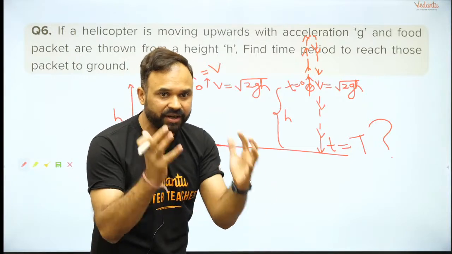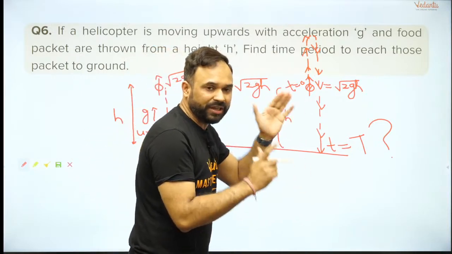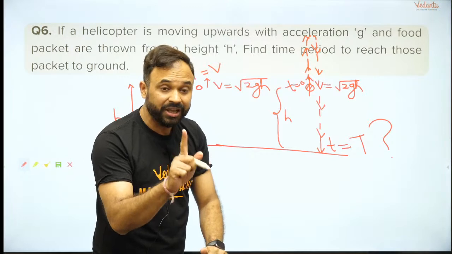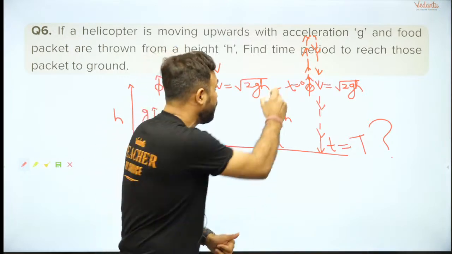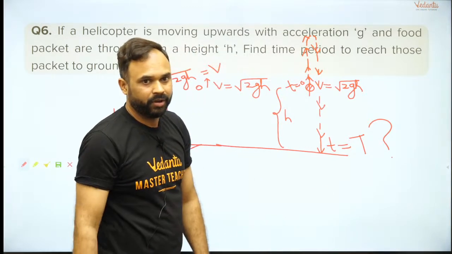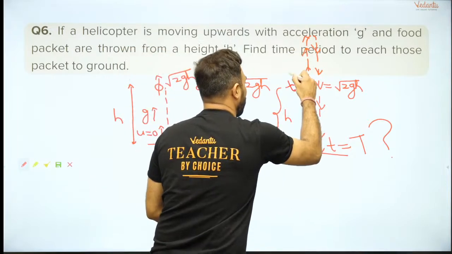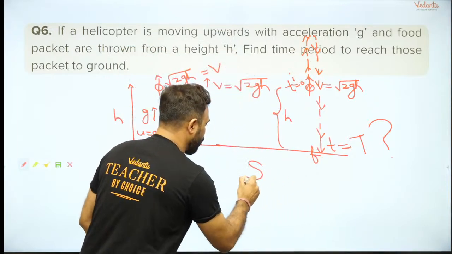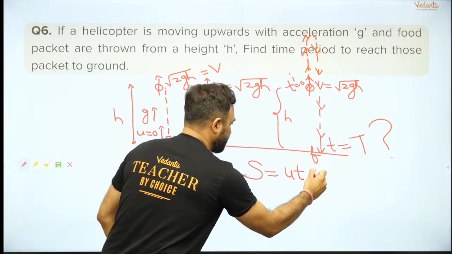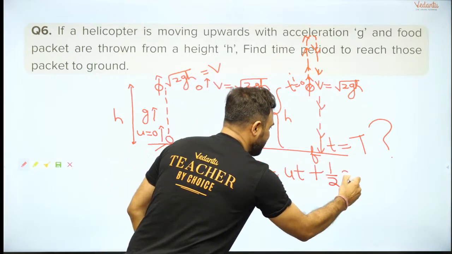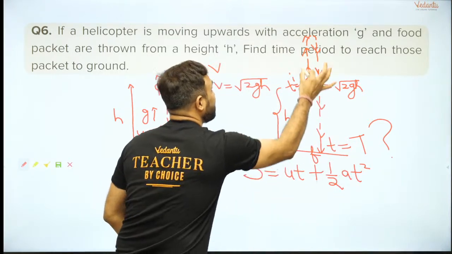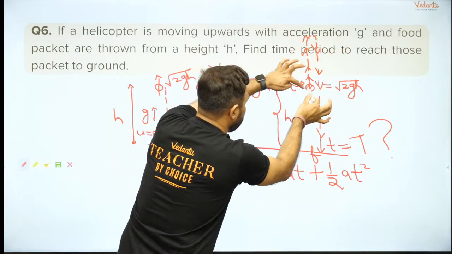So what I'll do, this complete problem from starting point to top and top to the bottom can be analyzed by a single equation. Why? Because in this complete process, the acceleration is always downward g. So acceleration remains constant as minus g. I am taking a proper sign convention for this complete problem. And what can I say from this initial point to final point?